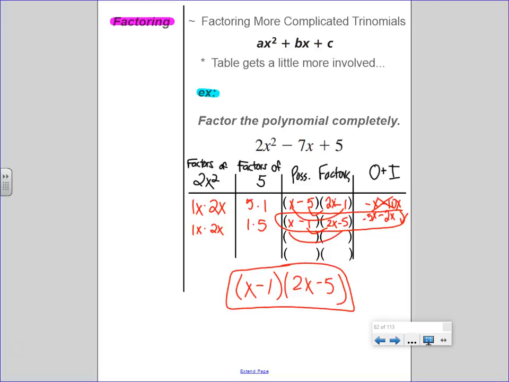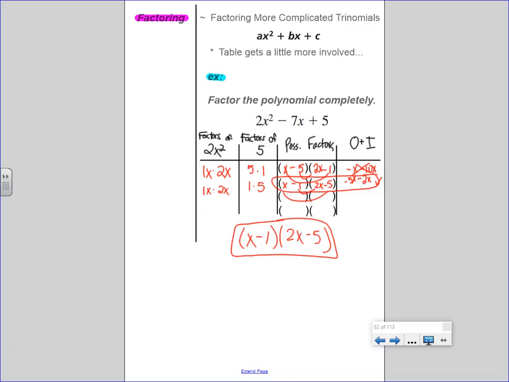We're done. That's our final answer. Now we'll pause one more time. How can we check? FOIL. Now we kind of already checked with the outer plus the inner. But to check all the way, we would go all the way. First, 2x squared. Outer, minus 5x. Inner, minus 2x. What would last be?